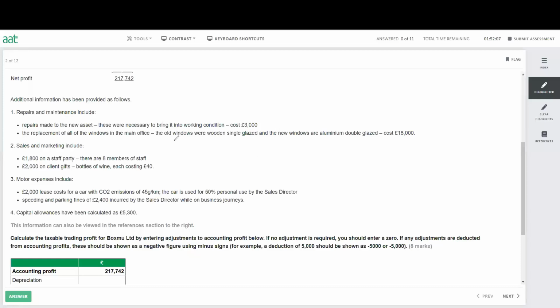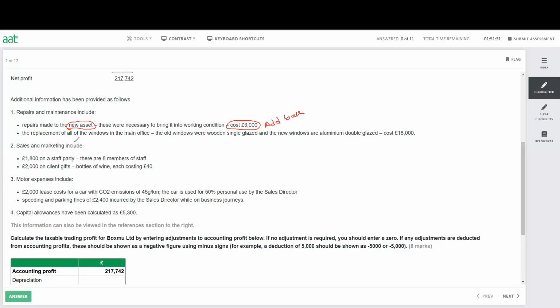In the additional information provided, we can see here repair and maintenance includes repair made to the new asset. Remember that as soon as you see the words new asset, that means it is a part of the capital expenditure. So you have to add it back. These repairs were necessary to bring it into condition, and the cost is 3,000. So this 3,000 is not allowable expenditure. With the net profit, I have to add it back, because 3,000 is a part of capital expenditure.